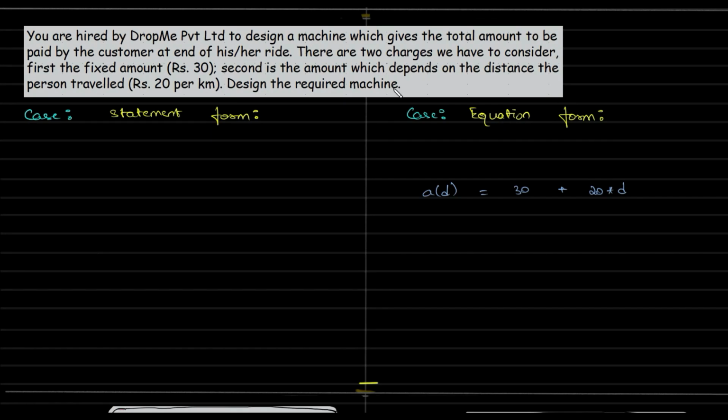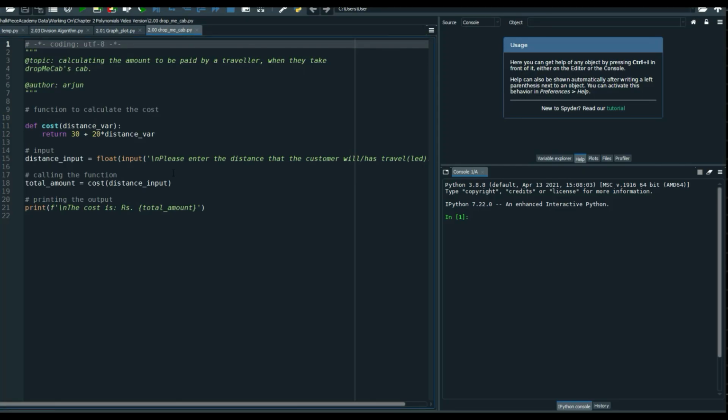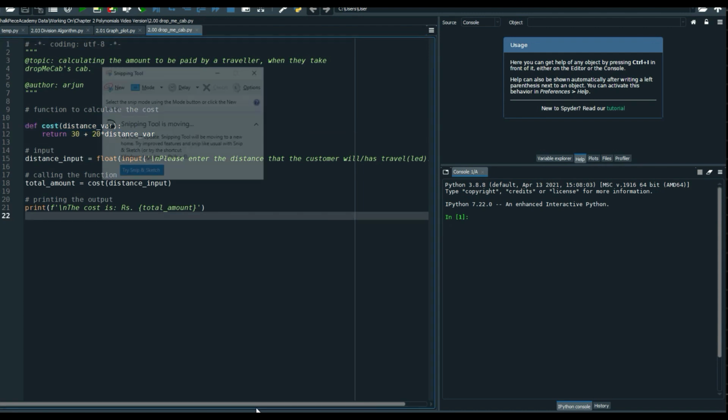You've been hired by Drop Me Private Limited, and they gave you a scenario, and at the end of it, you came to a conclusion that yes, this is your required equation. So then you spent the next few hours writing down the code required for the calculation, and it suits the company's requirement. So this is your code, and this is the main part, right? So let us have a look at that.